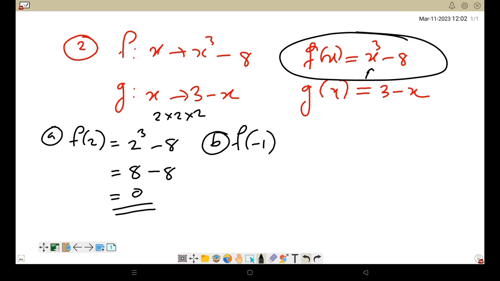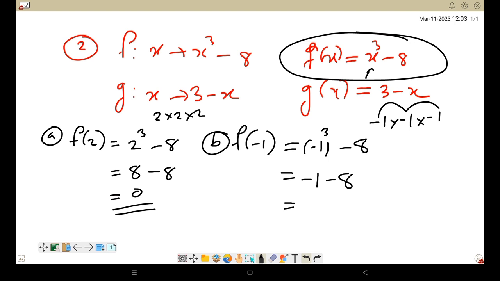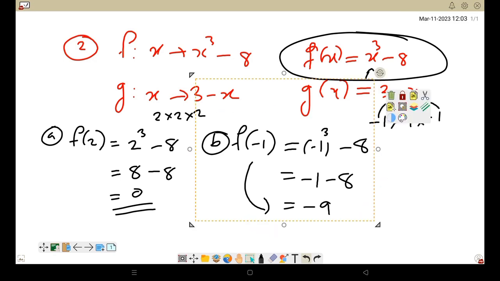And b, f of minus 2. How can we do that? It is f of x equal to x cube minus 8, so instead of x we give the value of minus 2, that is minus 2 cube minus 8. What is minus 2 cube? Minus 2 times minus 2 times minus 2. Minus times minus is plus, plus times minus is again minus. So the answer is minus 8. And minus 8 minus 8 is minus 16. So f of minus 2 equals minus 16.